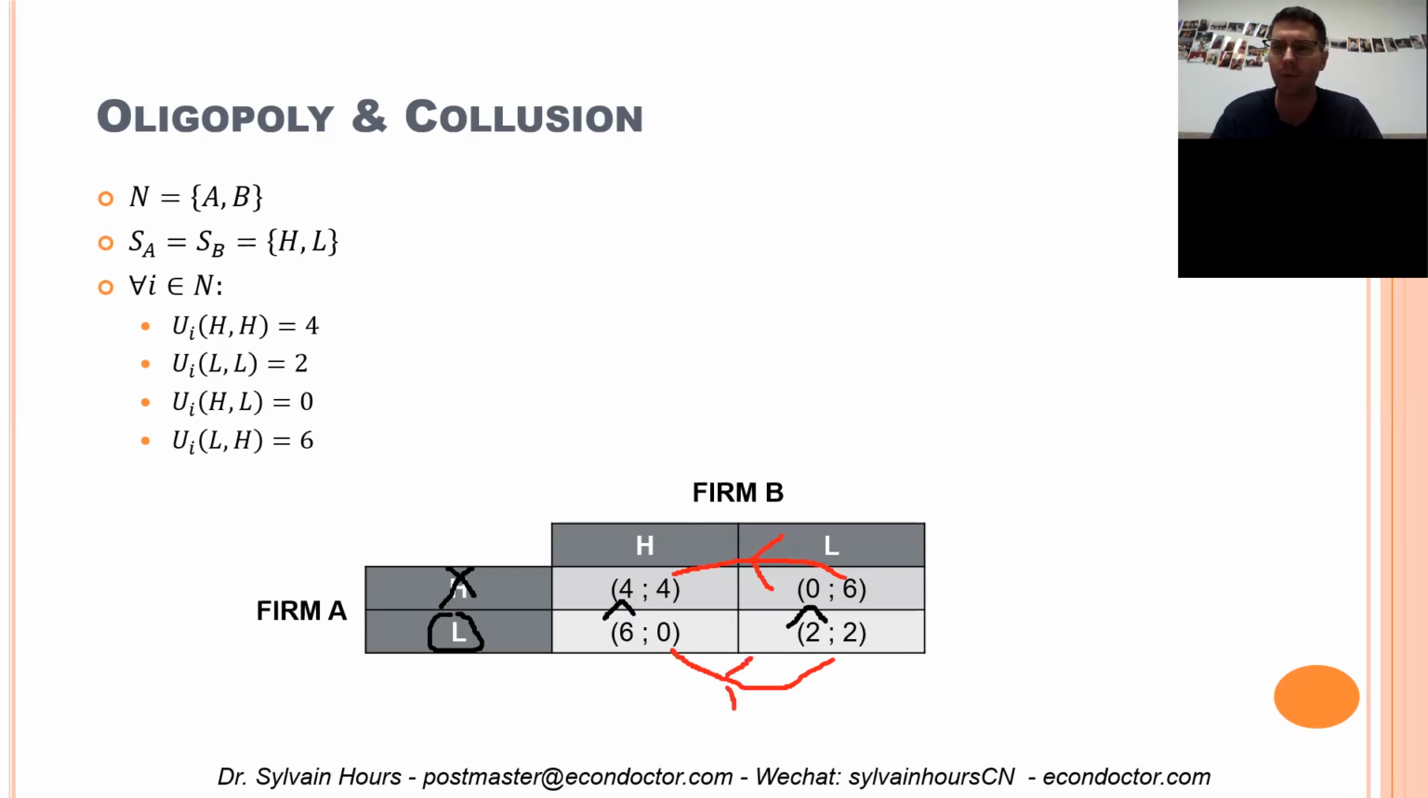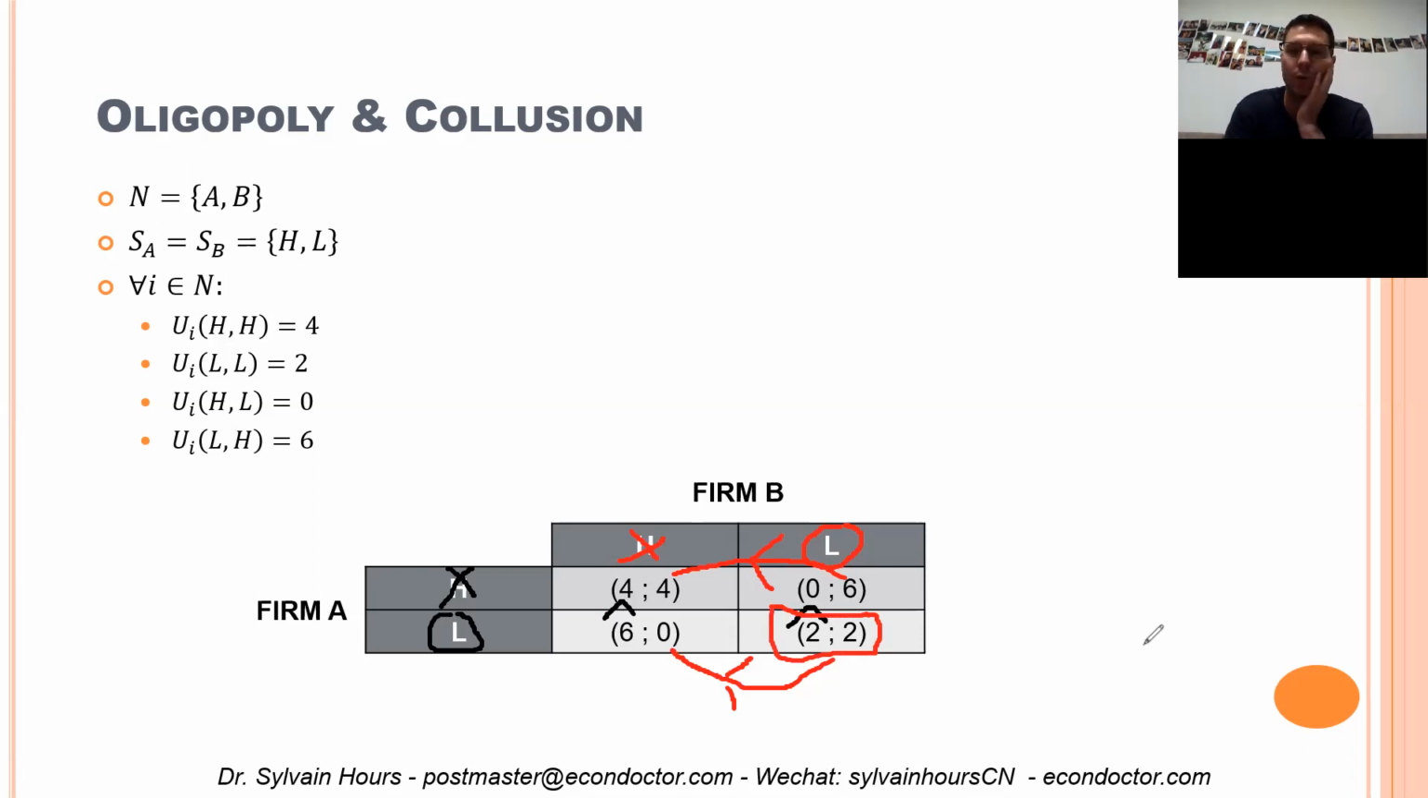It doesn't matter what firm A is going to play. It's always better for firm B to charge a low price. Firm B will never charge a high price. So we can say that for firm B, charging a low price is a dominant strategy. And it will always charge a low price. And we will end up with the same equilibrium where both firms charge a low price.